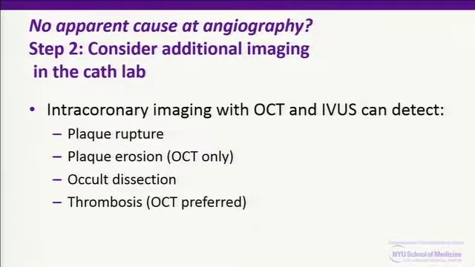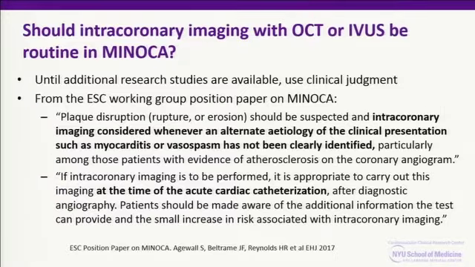Consider additional imaging at this point in the cath lab, because intracoronary imaging with OCT and IVUS can find plaque rupture, plaque erosion, occult dissection, and thrombosis, and these may change your management. So should this be routine at this point?